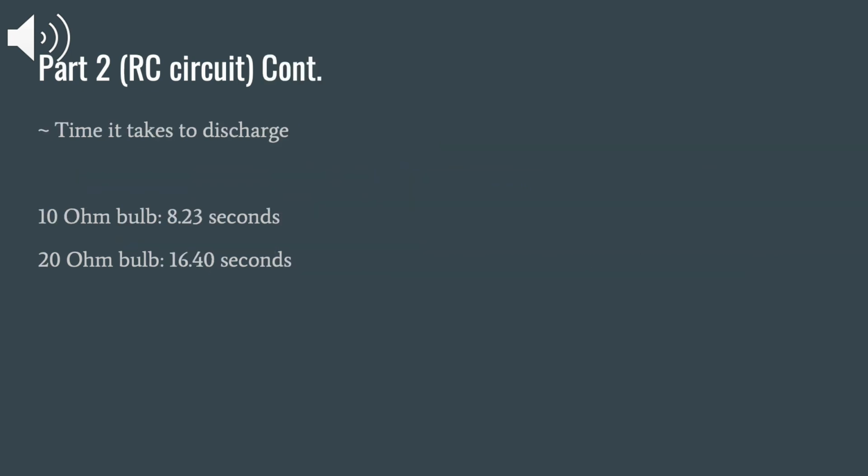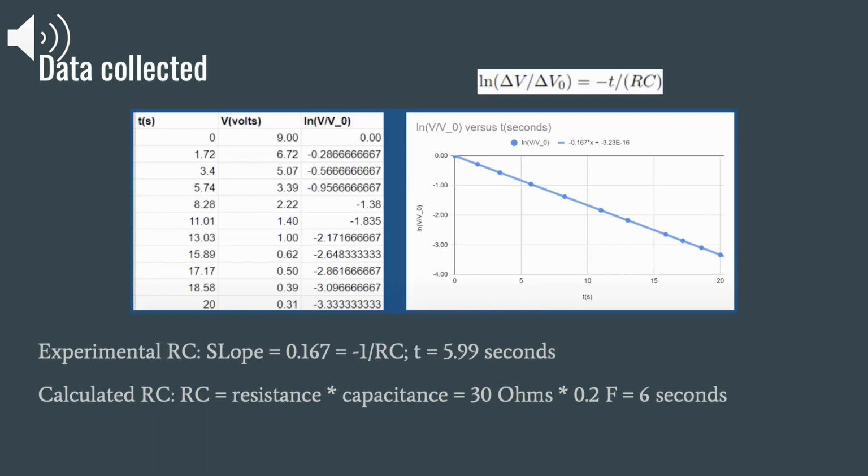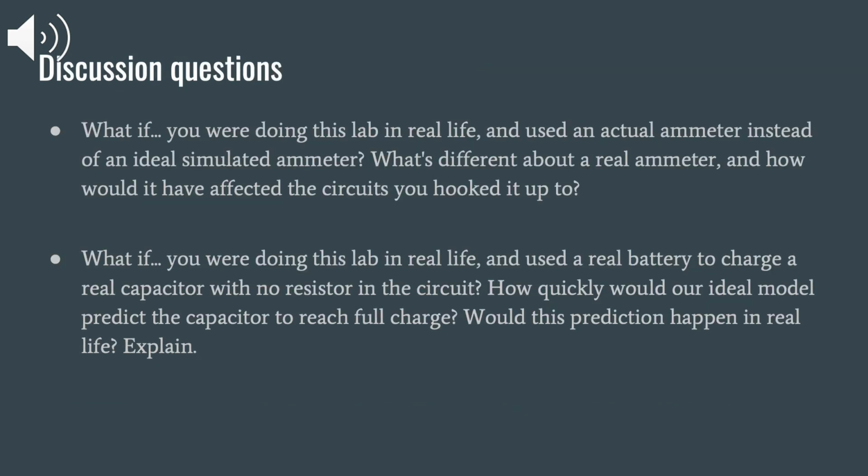The time it takes to discharge for the 10 ohm bulb is 8.23 seconds, and for the 20 ohm bulb is twice as long, 16.4 seconds. On the left is a data table, and on the right is a graph that has been plotted. The slope of the curve is negative 1 over RC, which gives us RC to be 5.99 seconds. This is very close to the calculated RC, which is equal to resistance times capacitance, which is 30 times 0.2, which is 6 seconds. Now answering the discussion questions.